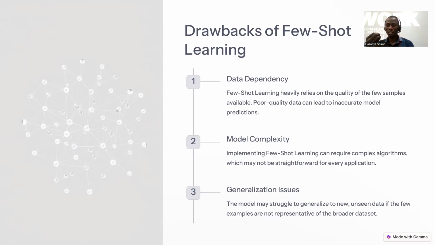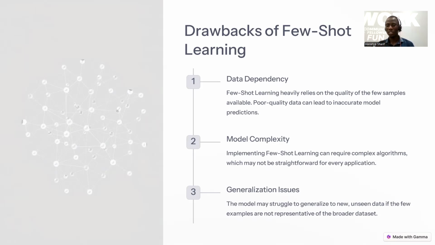Then the model complexity. Implementing few-shot planning can require complex algorithms, and such algorithms are not straightforward for every application. So you find that it can work maybe in sound event detection, vis-a-vis maybe rare disease diagnosis in the health sector. Then also generalization issues.